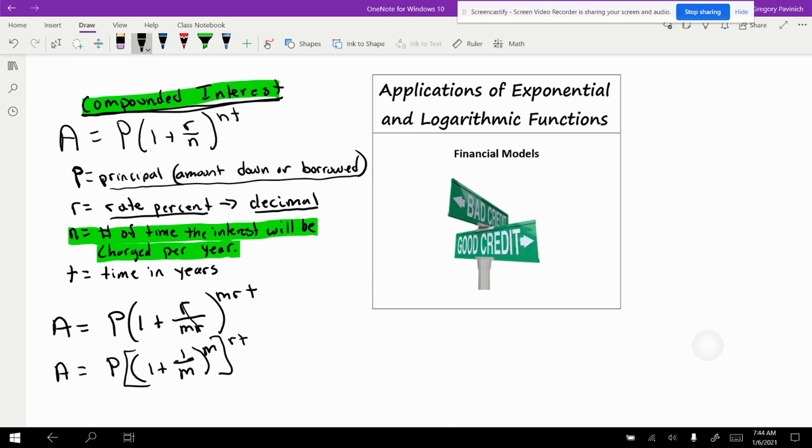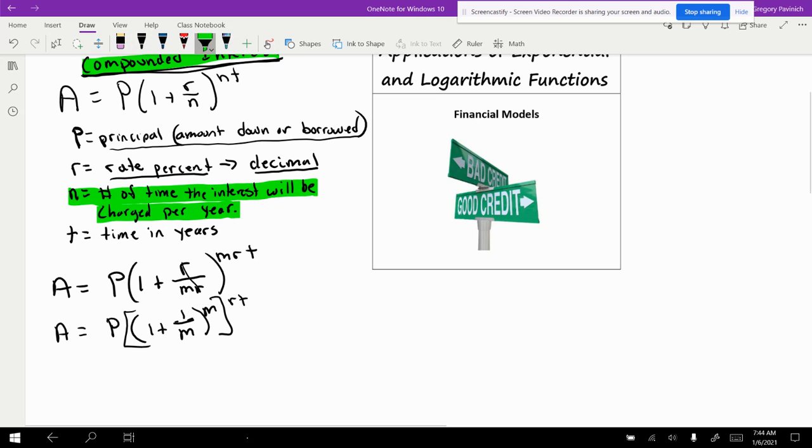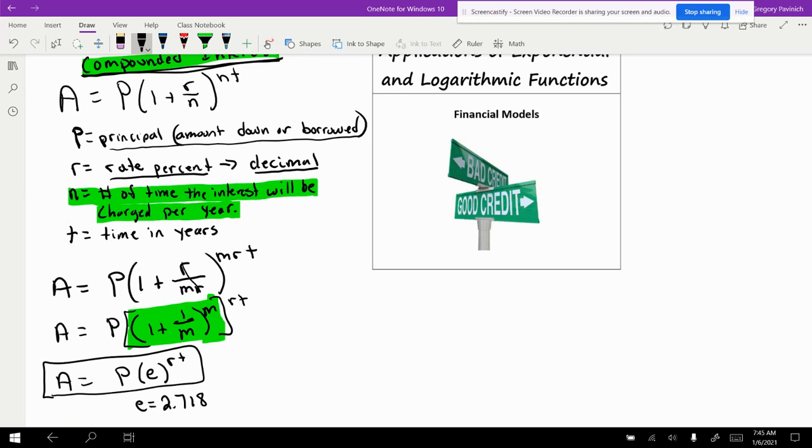And if you notice inside of there, this is the same equation that generated the irrational value of e. So instead of having 1 plus 1 over m raised to the m, we're going to replace that with the value of e, remember, which was about 2.718, and to the rt. And this is what we're going to use as our continuously compounded interest.